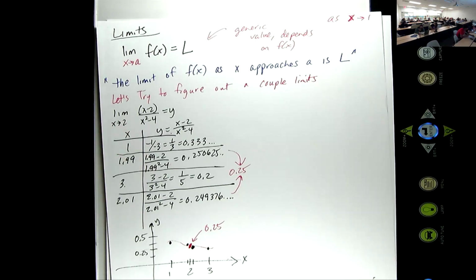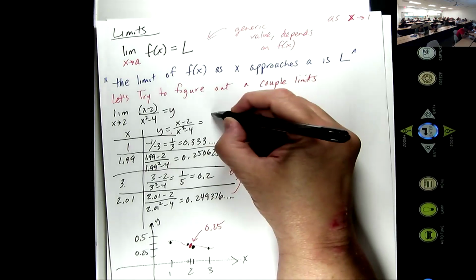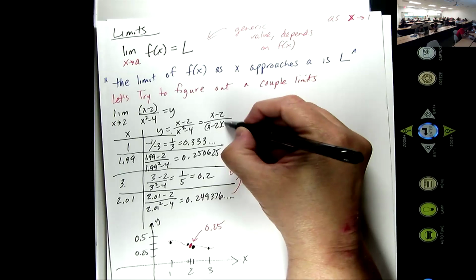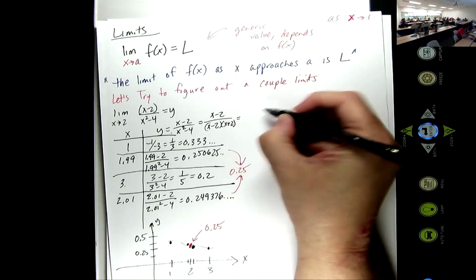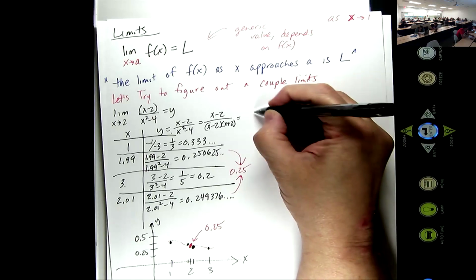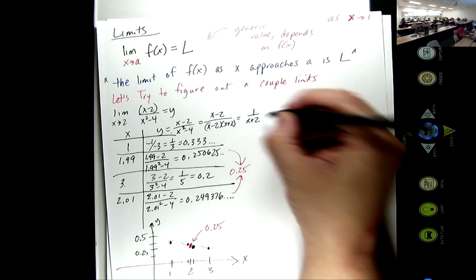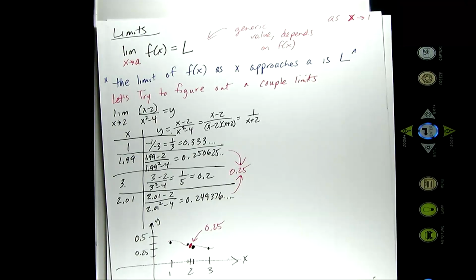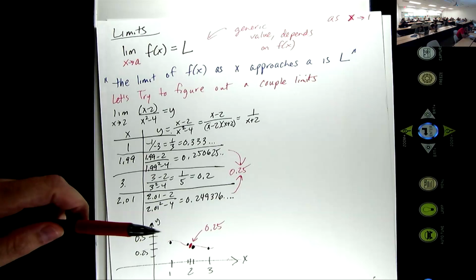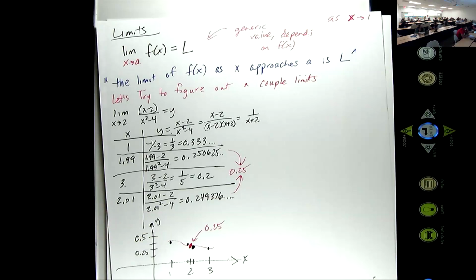Okay? If we factored this though, we would have x minus 2, x plus 2. And the x minus 2's cancel, assuming we can't plug in 2. We have 1 over x plus 2. So if I plugged in 2, I would get 1/4, and what is 1/4? 0.25. So that 0.25 seems reasonable, right? We'll look at it on Desmos in a second.